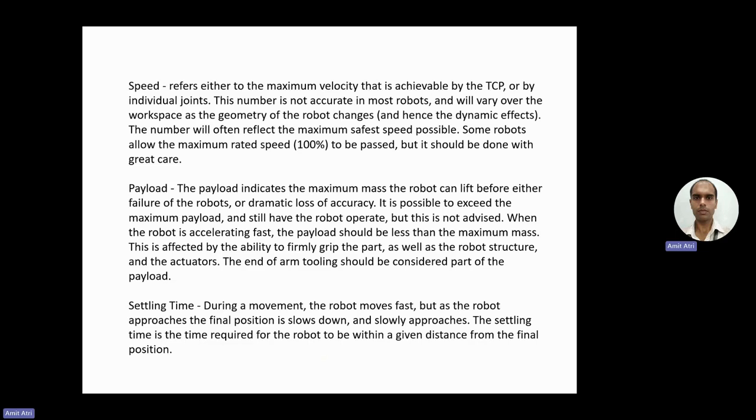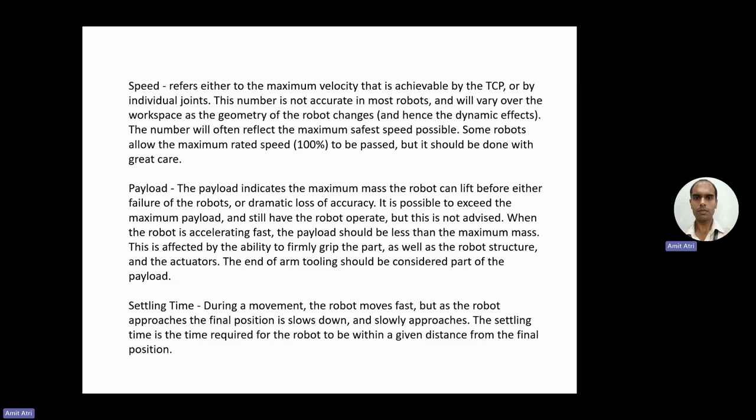Because it is possible to exceed the maximum payload and still have the robot operate, but this is not usually practiced because the quality or the accuracy may be compromised. Okay, when the robot is accelerating fast, the payload should be less than the maximum mass. This is affected by the ability to firmly grip the part as well as the robot structure and the actuator. The end of arm tooling should be considered part of the payload.